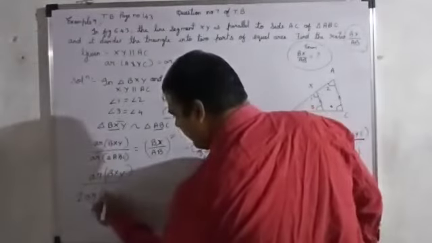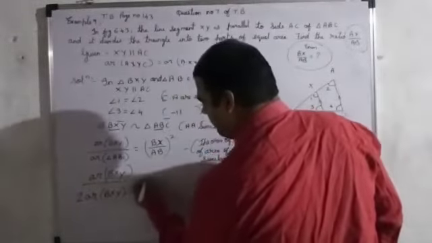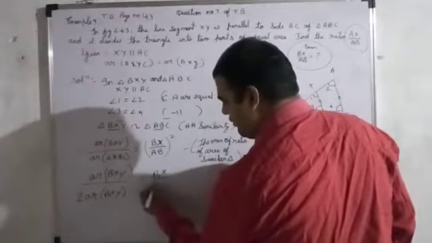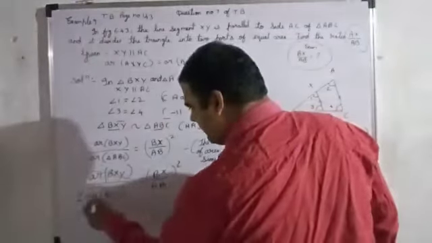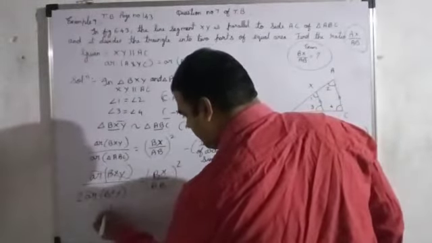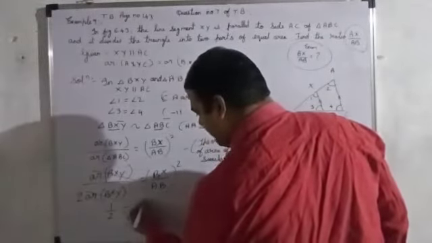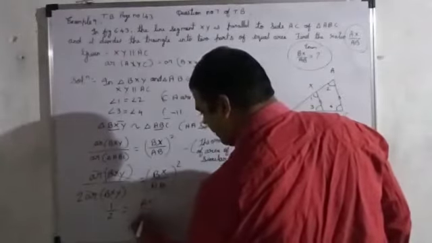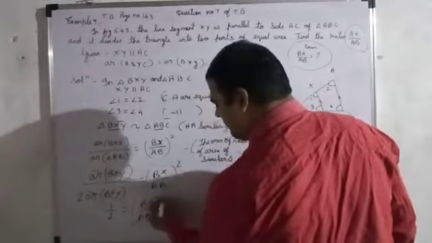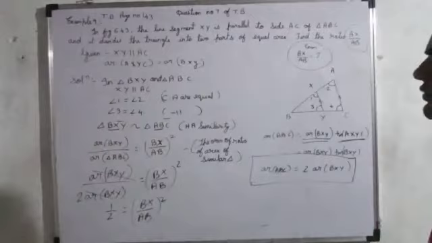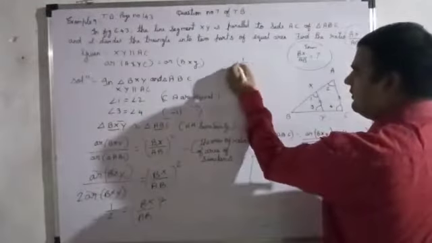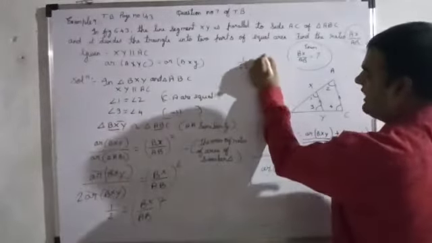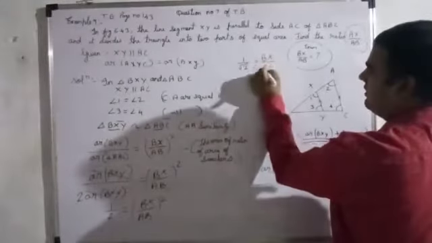So here BXY and BX upon AB whole square. Can I cancel this? 1 goes, it's 1 by 2. 1 by 2 BX upon AB whole square. Now what to do? Just taking square root on both the sides. What are you getting? 1 by root 2 equals to BX upon AB.